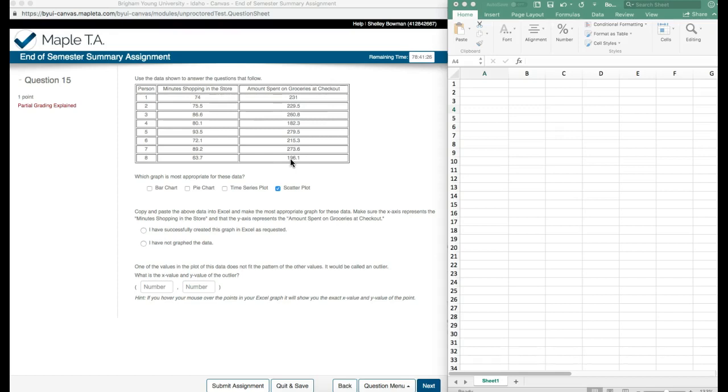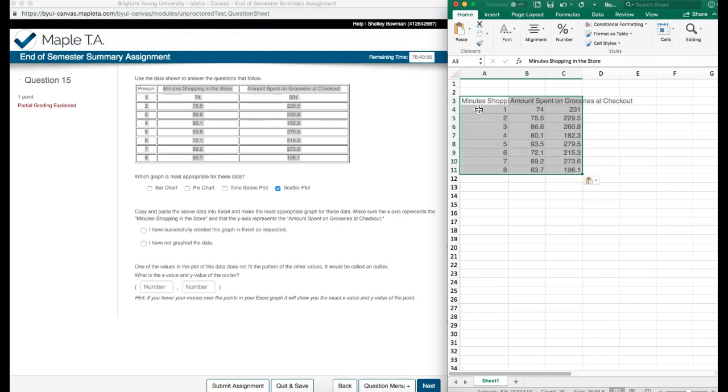The next thing says copy and paste the above data into Excel and make the most appropriate graph for these data. Make sure that the x-axis represents the minutes shopping in the store and the y-axis represents the amount spent on groceries at checkout. So we're going to copy all of this. Right-clicking isn't going to work, so I'm just going to press Control-C or Command-C, depending on what kind of computer you have, and come over here and do Control-V.